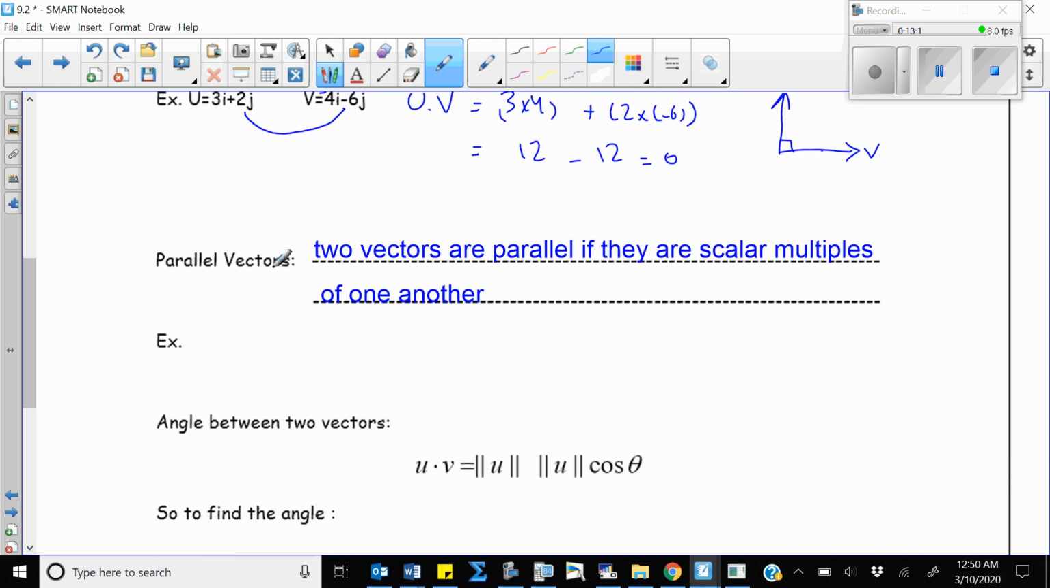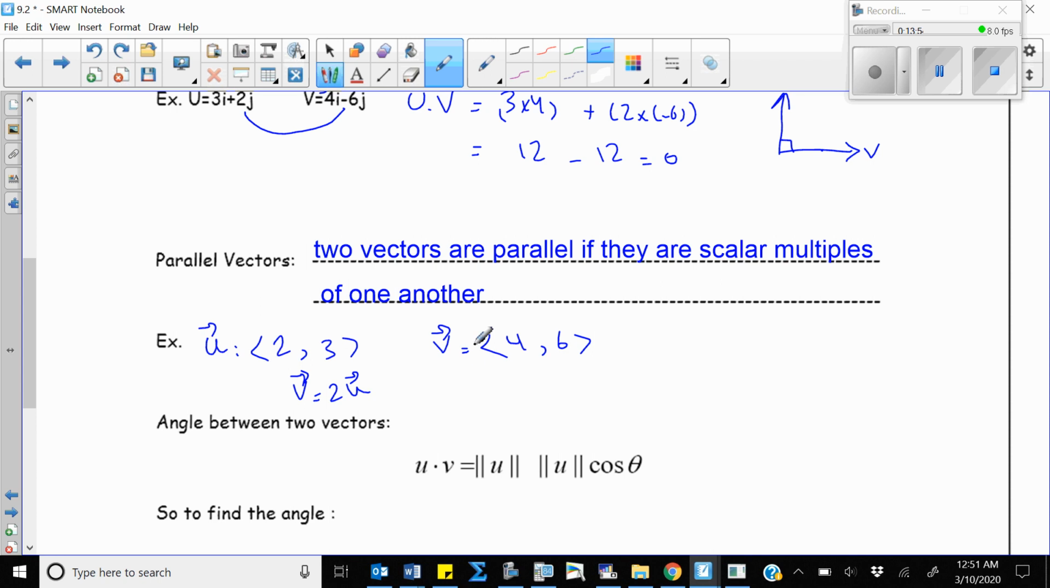Okay, so now what are parallel vectors? Two vectors are parallel if they are scalar multiples of one another. What does that mean? Let's say, for example, we have vector u here, and the x and y components are 2 and 3. On the other hand, we have vector v, which has components of 4 and 6. If you notice, the components of v are 2 times the components of u. That means v is 2 times u. This is called a scalar multiple of another vector.